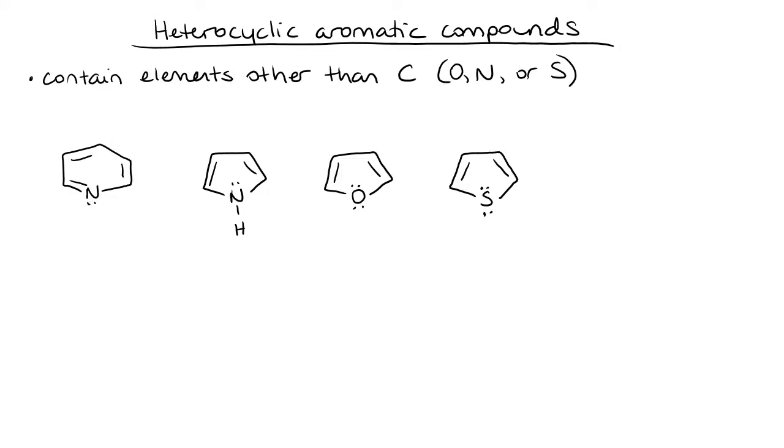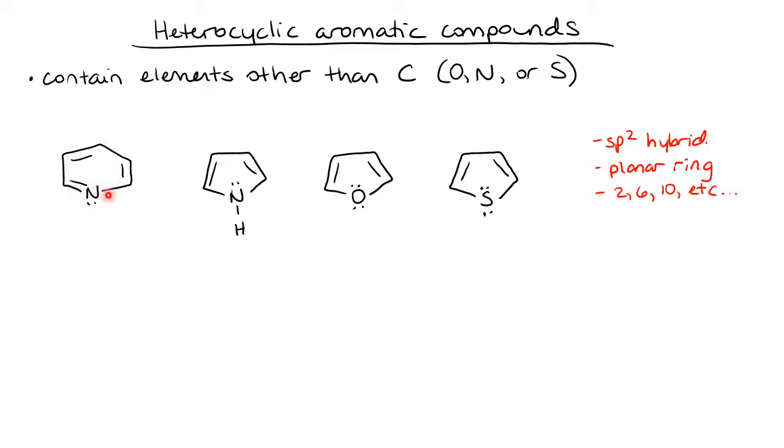Aromatic compounds are also not limited to carbon. They can contain other elements, the most common ones being oxygen, nitrogen, or sulfur. So all four of these molecules are examples of heterocyclic aromatic compounds. Now remember, our criteria for aromaticity is we have to have sp2 hybridization. We need to have a planar ring. And we need to have Huckel's rule number of pi electrons. So 2, 6, 10, etc. So let's take a look at each one of these examples.